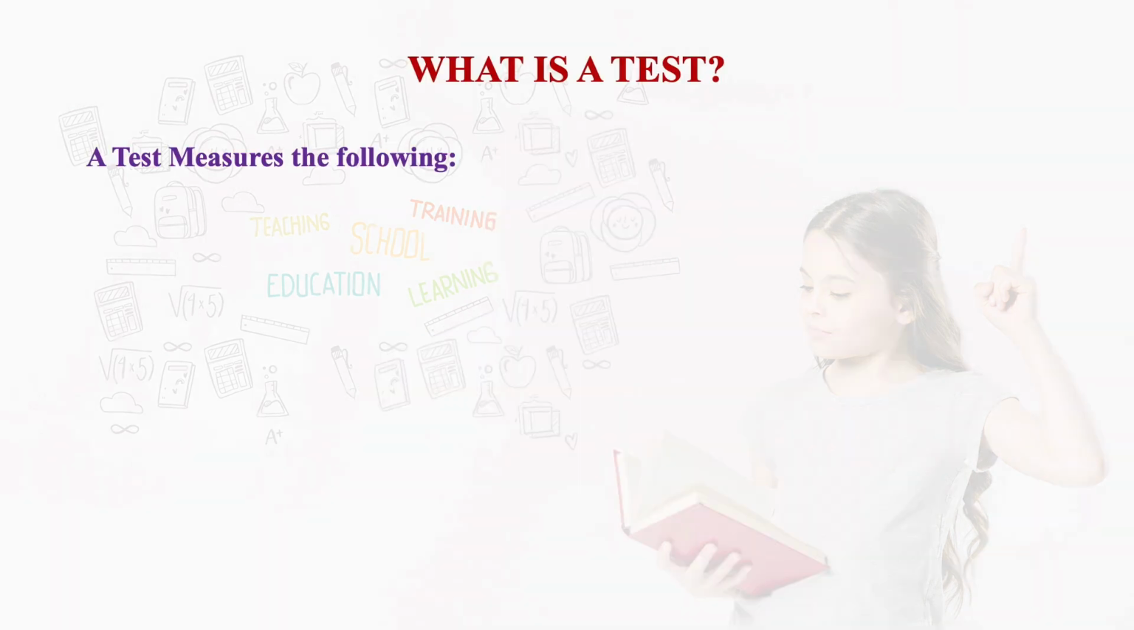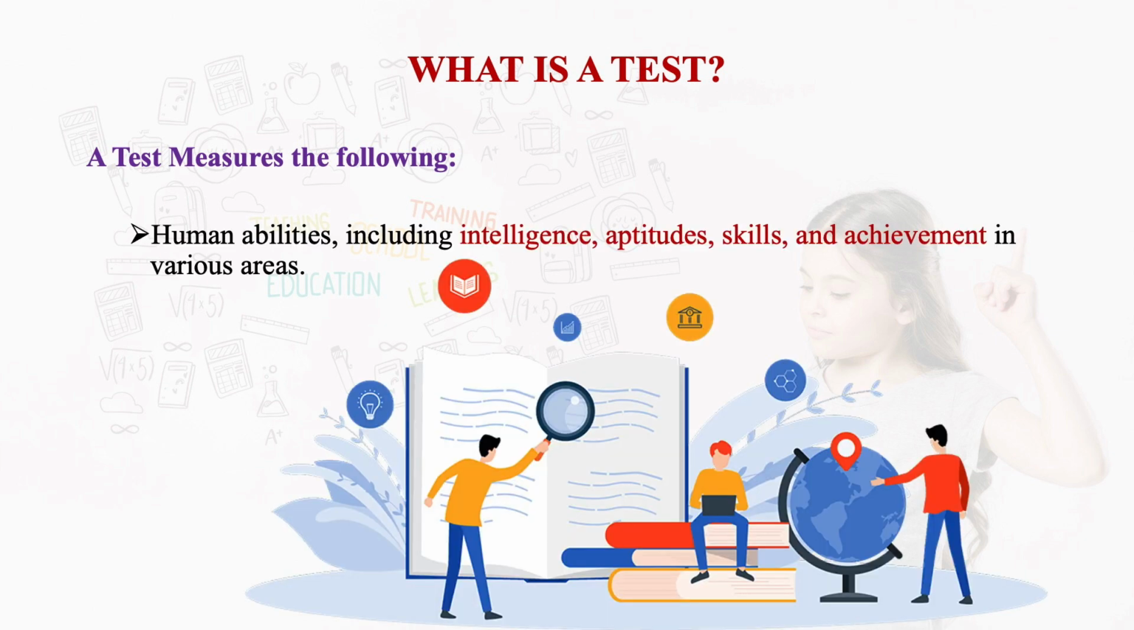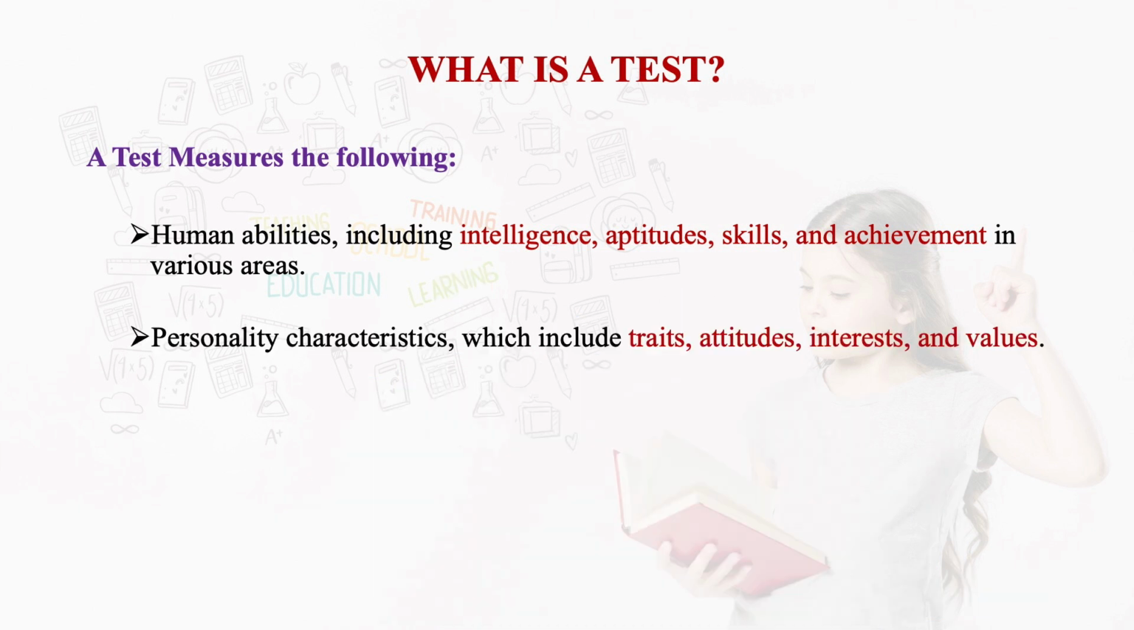To understand more about what a test is, we can say that a test measures the following. What are the different abilities a test measures? First of all, human abilities, that includes intelligence, aptitude, skills and achievement in various areas, which is measured by a test, and further personality characteristics, which include different traits, attitudes, interests and values.